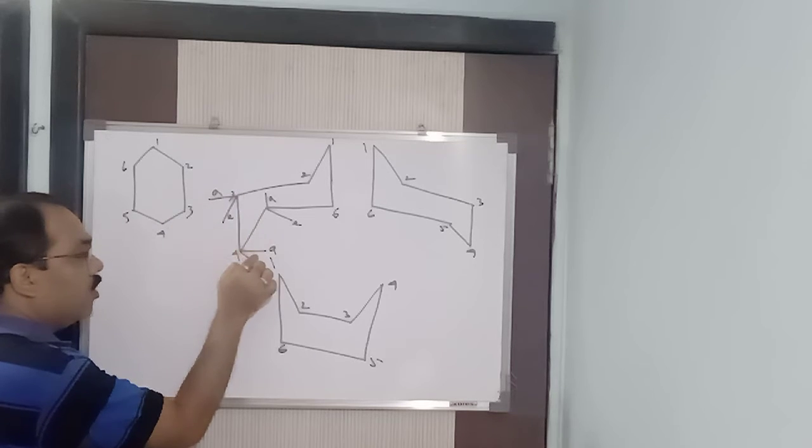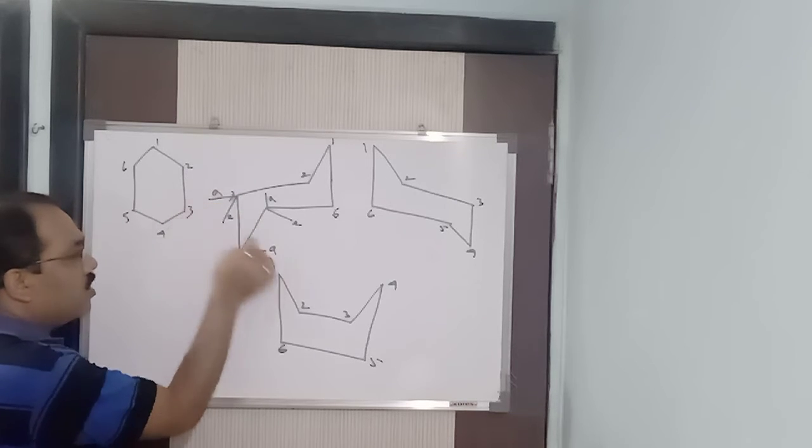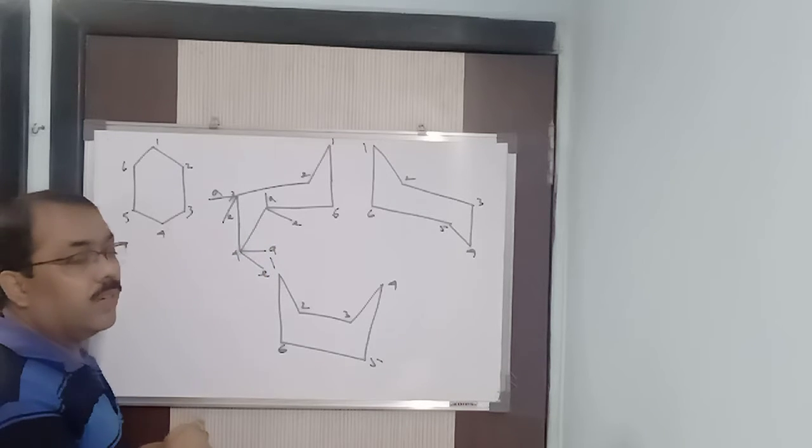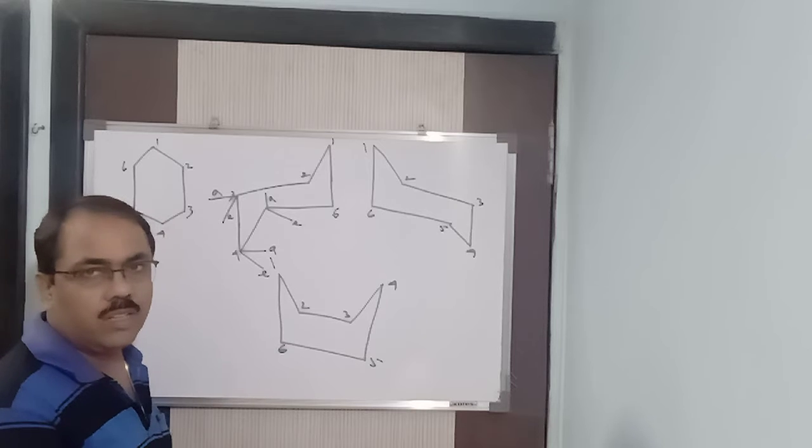Got it? Of the axial bond. What is this? They are opposite in this way. They are not on the same side. They are on the opposite side. They are known as what? They are nothing but known as a trans isomer.